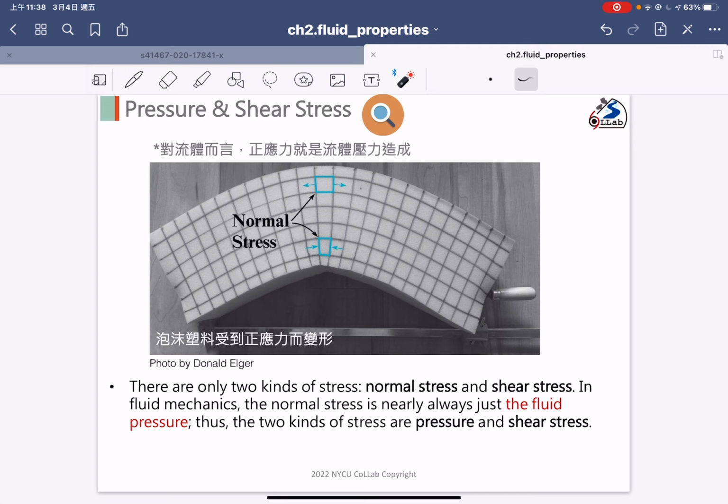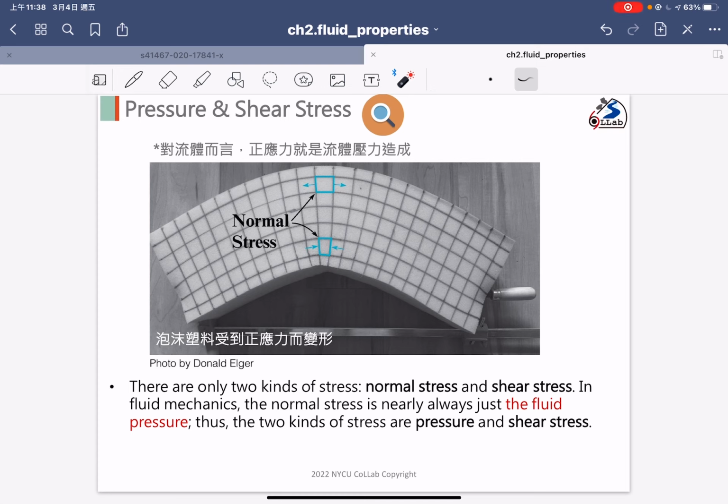So for this case, we only have 2 stresses. One is the pressure stress. Another is the shear stress. Okay, and usually we call that pressure. The pressure is related to the normal stress. So in fluid mechanics, the normal stress is equal to the weight of the fluid. The weight of the fluid is the pressure. Okay, it's a normal stress. We call that pressure.